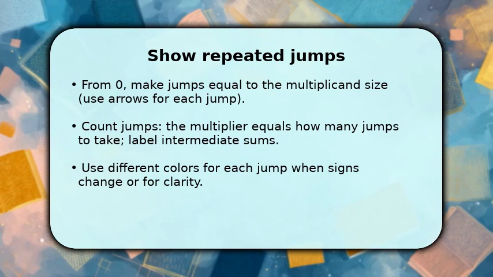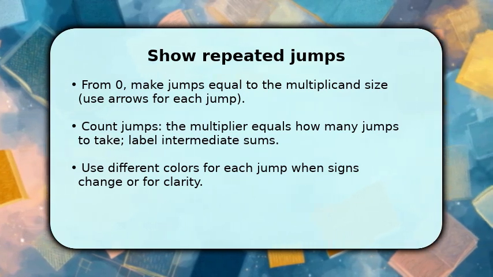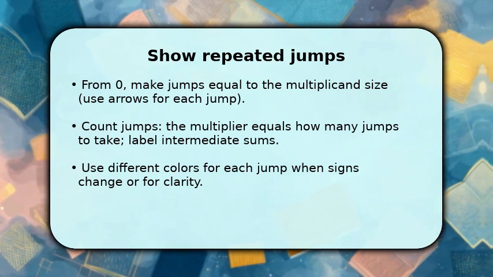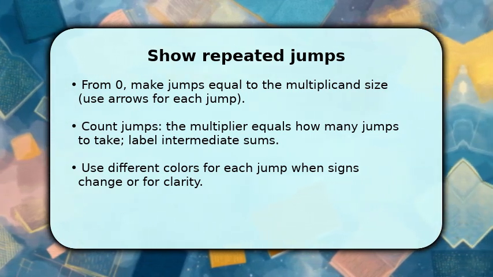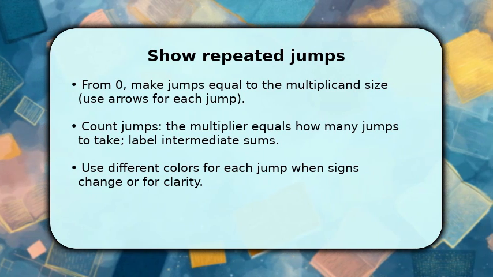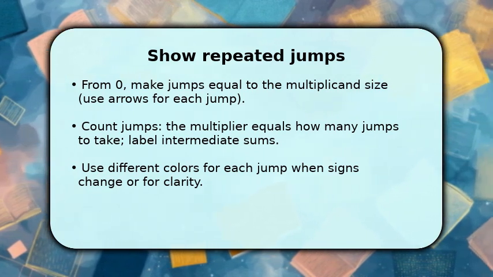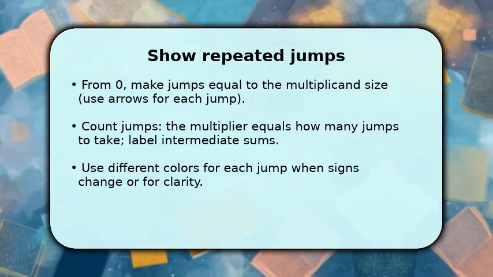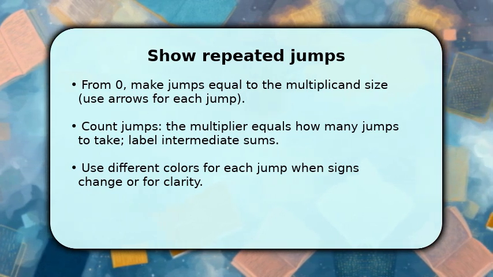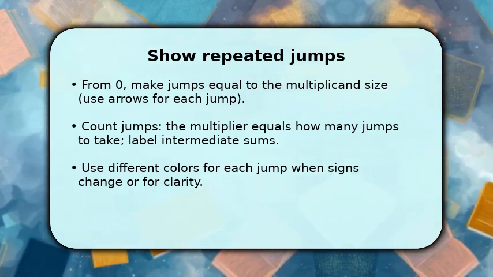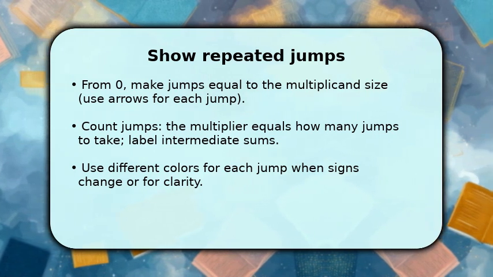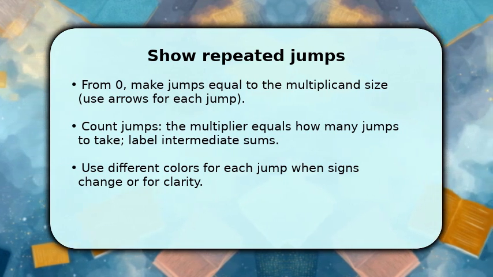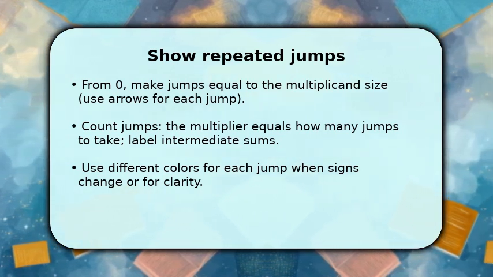Now perform the repeated jumps so you can see multiplication as repeated addition. From 0, take 1 jump equal to the multiplicand. For 3 times 4, jump 3 units to 3. Once you land, repeat that same jump 3 more times until you've done 4 jumps total. Make sure to label each landing spot with the running total so you track progress. If the multiplier were negative, reverse direction. Using color coding helps you follow sign changes and avoid mistakes.